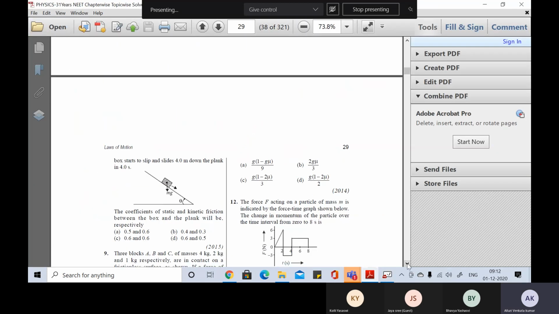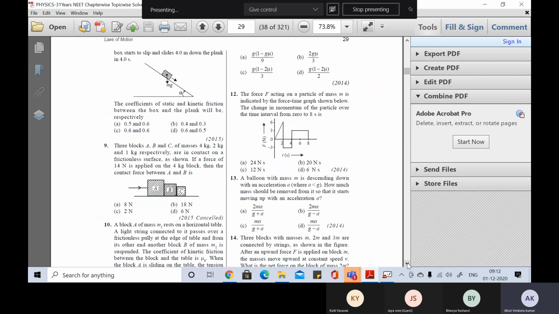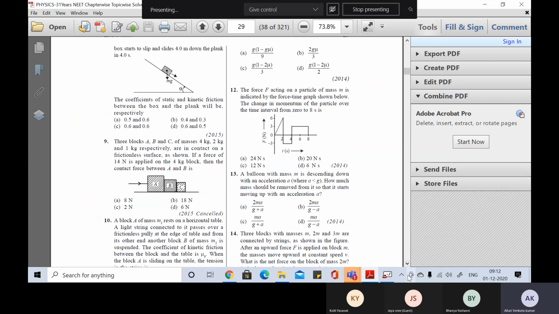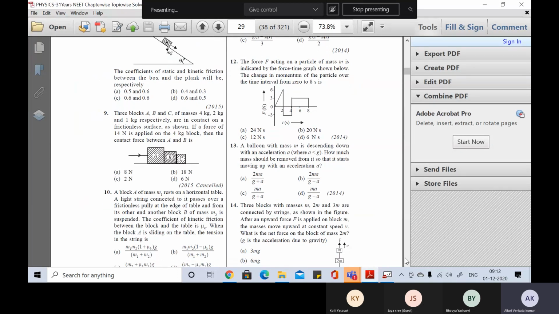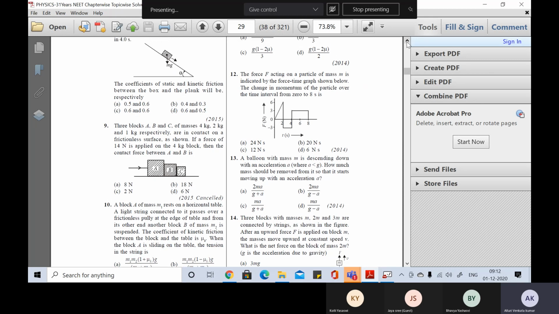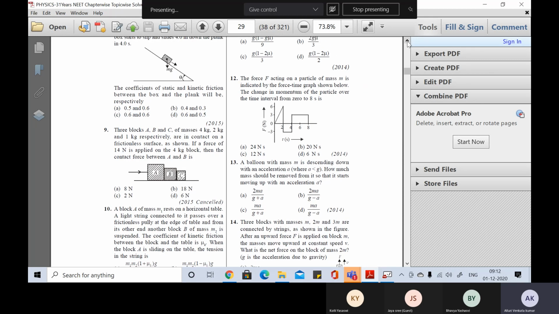Now I think you can solve the next problem also. Of course time is over, but it's very easy. 3 blocks are there, force of 14 newtons. What is the contact force between A and B? We draw the free body diagrams and all, then it is easy. Anyway, next class we'll solve constraint motion, because for IIT, for the MPC students also, I'll start constraint motion.